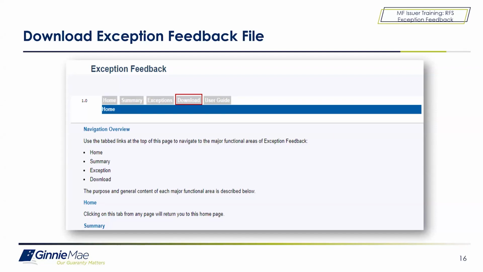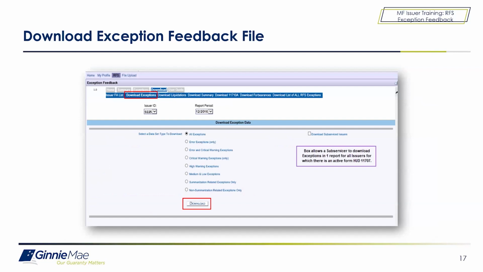To download exceptions into a CSV file, navigate to the Exception Feedback module and click on the Download tab. Then click on the Download Exceptions in the dark blue bar. To download a list of all of your outstanding exceptions, click the Download button at the bottom of the screen. Also, if your organization is a subservicer, you may check the Download Subservice Issuer box on the right side of the page to download all active exceptions for all of the issuers you subservice.